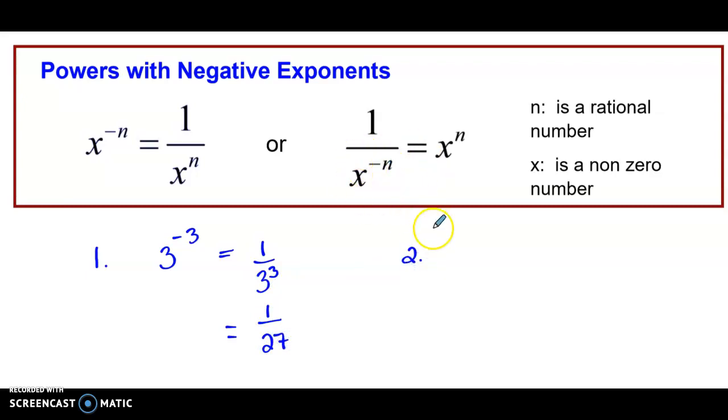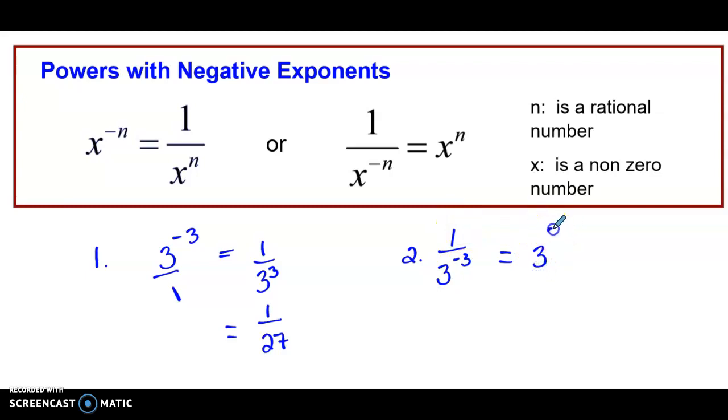So let's look at how the second rule works. If I do 1 over 3 to the negative 3, I've taken question 1 and I've written the reciprocal of it. I've flipped it upside down. According to our rule number 2, if I have 1 in the numerator and 3 to the power of negative 3, I can rewrite that as no fraction. So I'm flipping that back over. 3 over 1, which is 3.